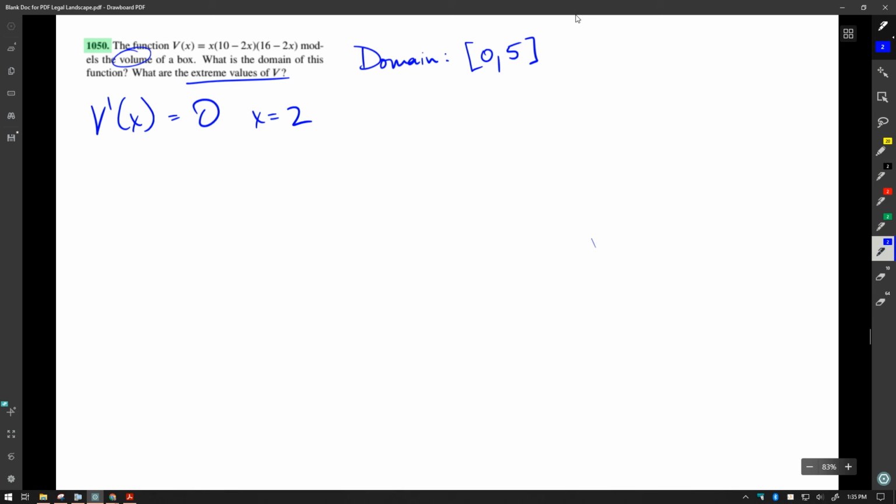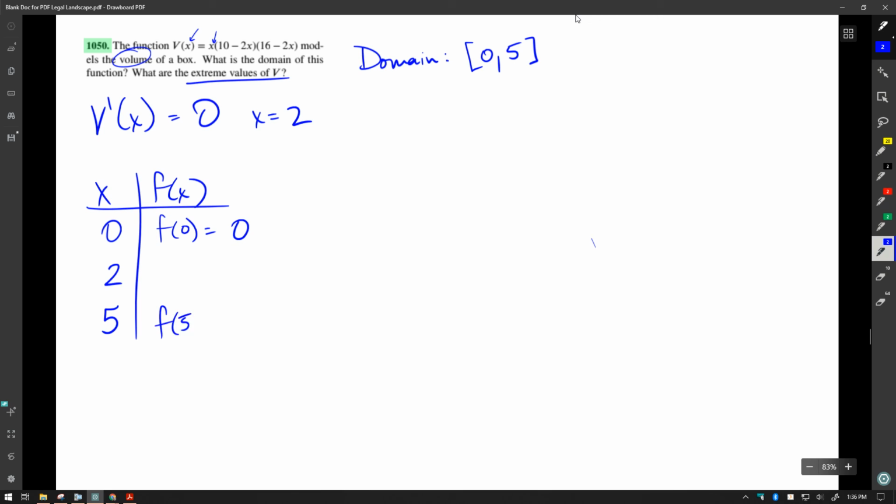Then we want to do a candidates test. So we have our f of x table. We have left endpoint 0, critical number 2, right endpoint of 5. And let's see, if we plug in 0 to v, that's pretty easily going to show us, if a 0 goes right there, we've got 0. F of 0 is 0. I think f of 5, we can prove the same thing, because if a 5 goes into the function, 2 times 5 is 10, and that would be 10 minus 10 would be 0, so this is 0 as well.